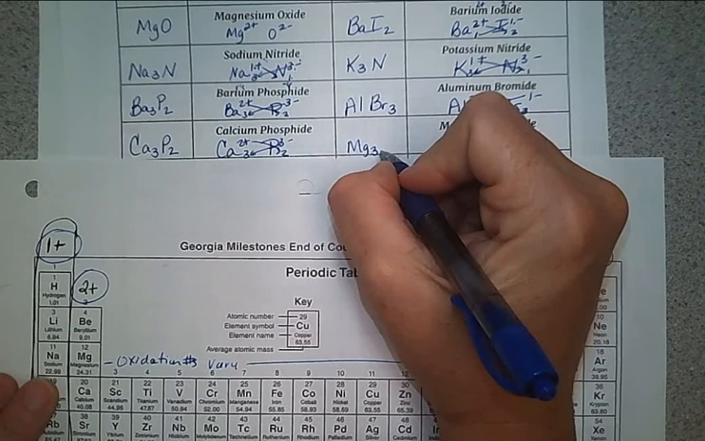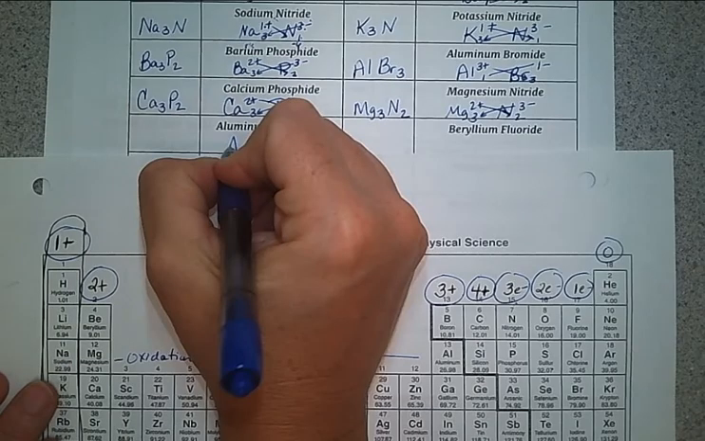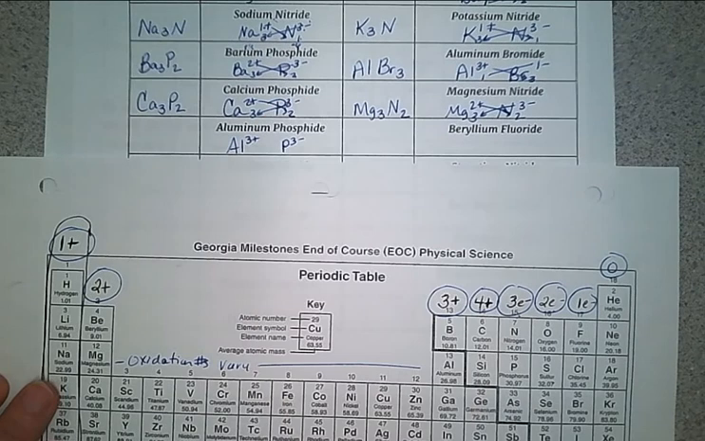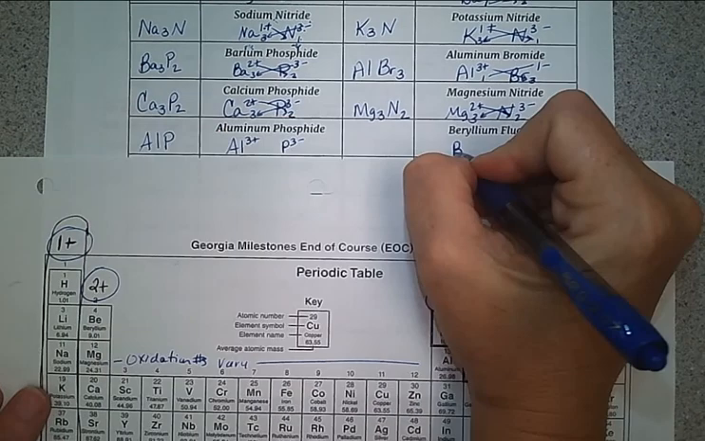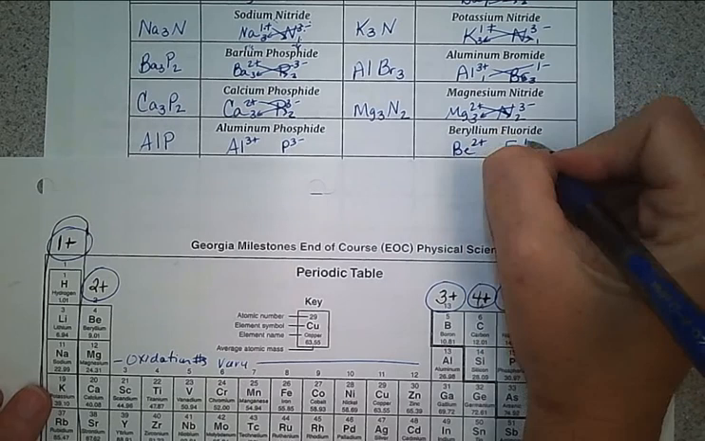All right, beryllium fluoride. Beryllium has a 2+ charge. Fluorine has a -1 charge. I have to crisscross applesauce, and I end up with BeF2. All right, calcium chloride. Ca has a 2+ charge. Chlorine has a -1 charge. Crisscross is going to give me a Ca1, so I don't put the 1, CaCl2.